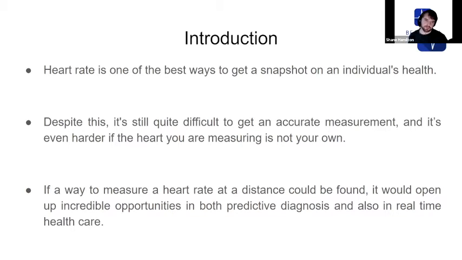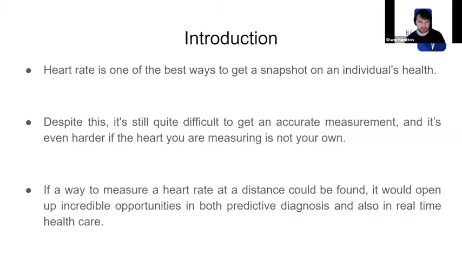So, the definition of the problem. Heart rate is one of the best snapshots you have of someone's health. If someone has a heart rate of 180, there's probably something going on there, and if they're down at 10, maybe something else is going on. More specifically, the actual beat to beat distance gives a lot of information, even about emotional state, stuff you wouldn't even consider. But despite that, it's still relatively difficult to get an accurate measurement of your heart rate.